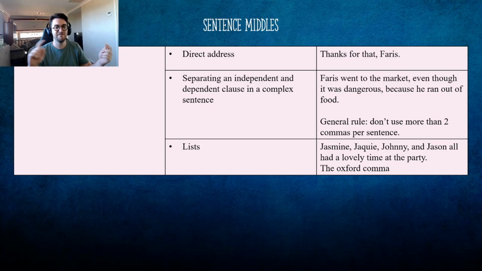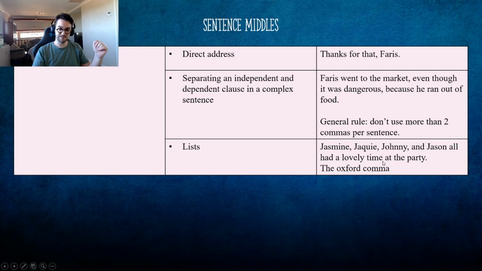You don't want to have more than 2 commas because that's when you start getting run-on sentences. They might be technically grammatically correct, but it's bad writing. So, lists is the last one, fairly simple. Jasmine, Jackie, Johnny, and Jason all had a lovely time at the party.